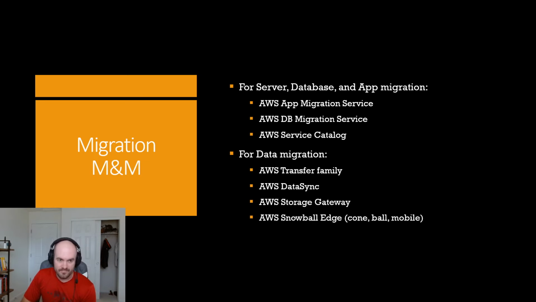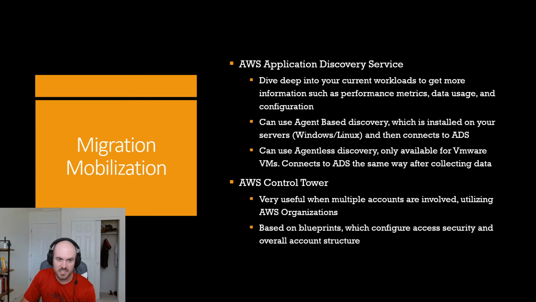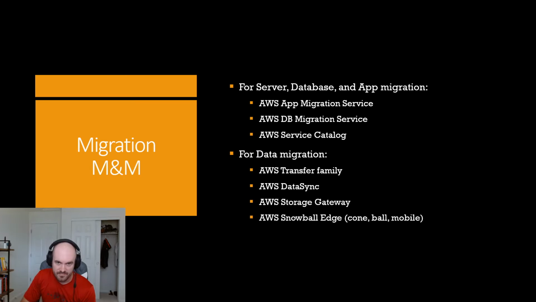All right. So migration M&M, the modernization and mobilization. So for server, database, and app migration, you've got the AWS Application Migration Service, Database Migration Service, and the AWS Service Catalog. For data migration, you've got the AWS Transfer Family, you've got DataSync, and you've got the Storage Gateway or Snowball Edge if you need physical devices because maybe you have terabytes of data.